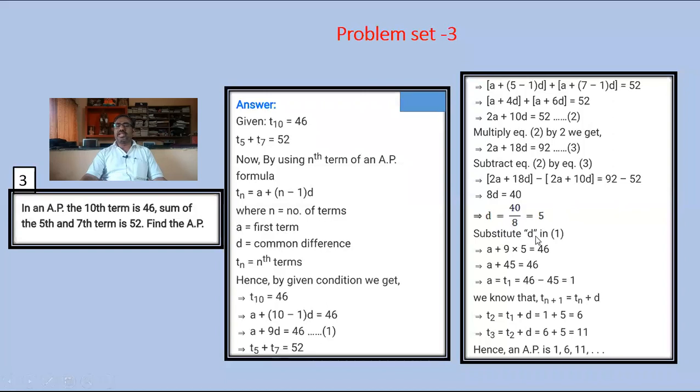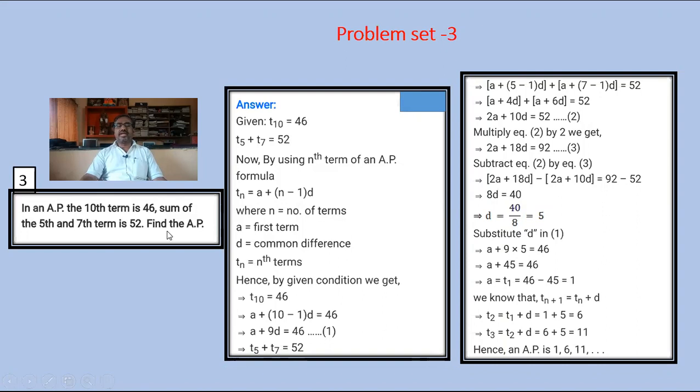Substitute the value of d in equation 1. Equation 1 is a plus 9d is equal to 46. Therefore a plus 9 multiply 5 is equal to 46. a plus 45 is equal to 46. 45 goes to the RHS side, then we get a equal to 46 minus 45, which is 1. Therefore a is equal to 1.